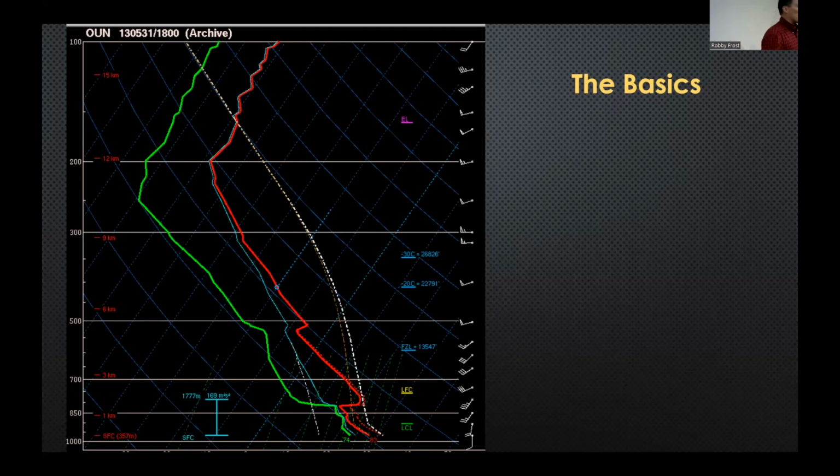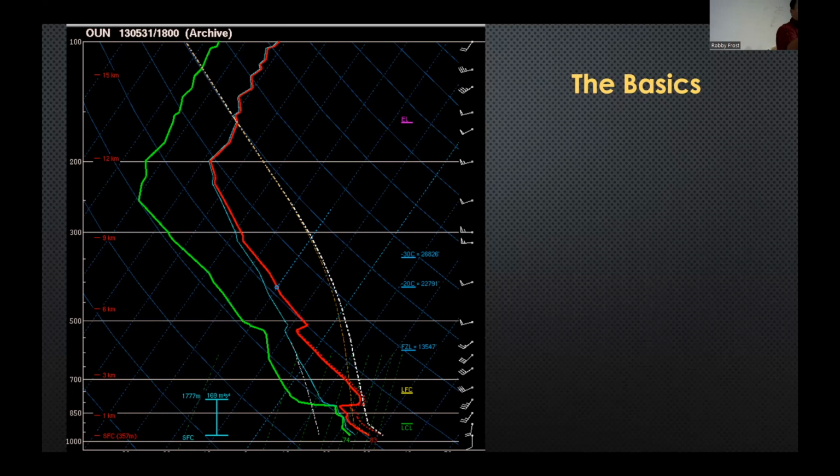Anyone have any idea what the purpose of this diagram is, the way it's constructed? What are you mainly trying to get out of this? We've got temperature plotted in red, the dew point temperature in green, and then of course we've got a wind profile. We're not going to talk much about the wind part of it tonight, but what is it about the orientation of the diagram that matters?